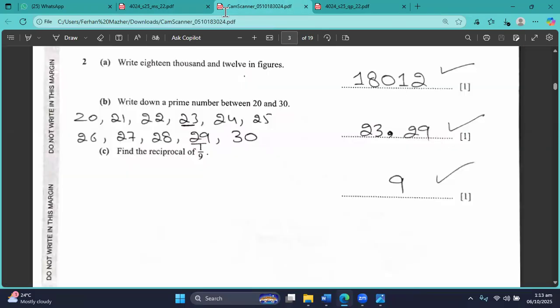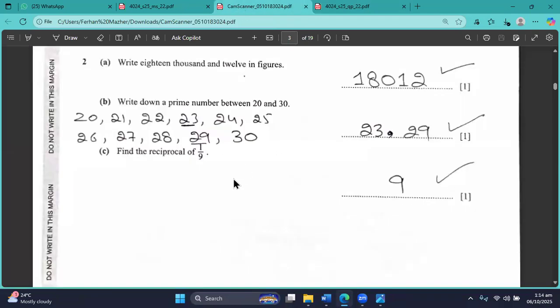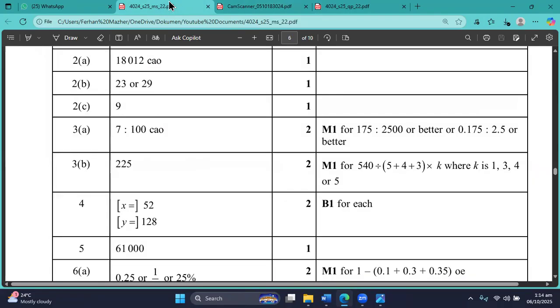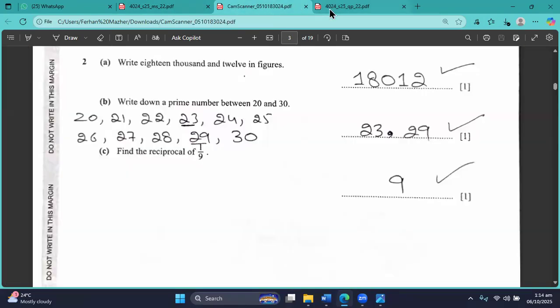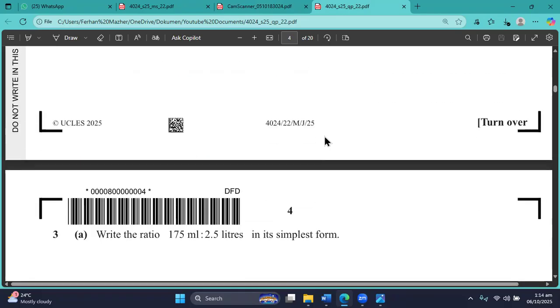Then he says, find the reciprocal of 1/9. The reciprocal of 1/9 will be 9. You just have to flip it. So 1/9's reciprocal is 9. Let's check the answer. The answer is right. This is question number 2, part C. Okay, so we are going to the next question.